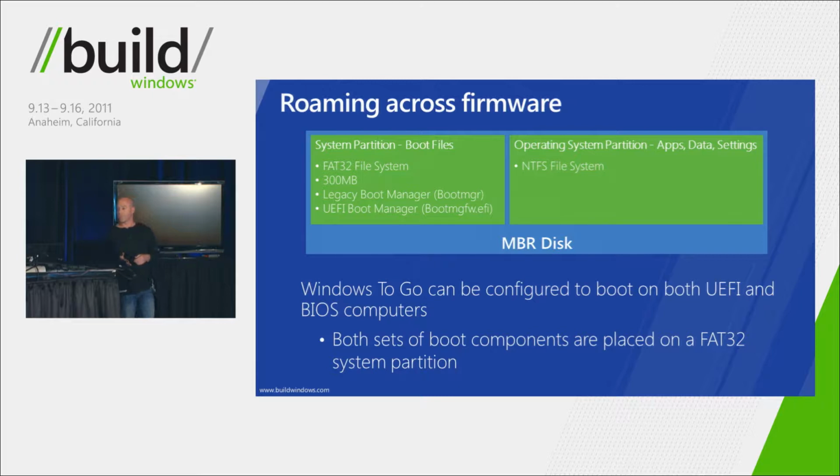We enabled this scenario by putting both sets of boot components in the system partition, so that you can create a firmware roamable deployment. In fact, that's our default deployment. You create a firmware roamable deployment where you can move from a legacy BIOS machine to a UEFI machine, and it's completely transparent. So the good news is for users who would never know if their system is UEFI or legacy BIOS, it's just not something they have to worry about, but it is something that we spent a lot of design time on and took a lot of thought to come up with.